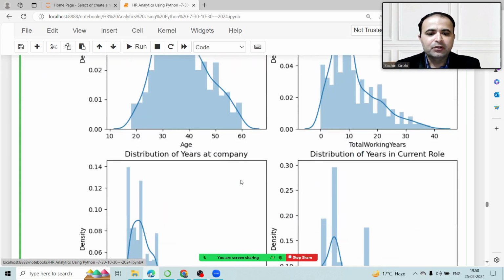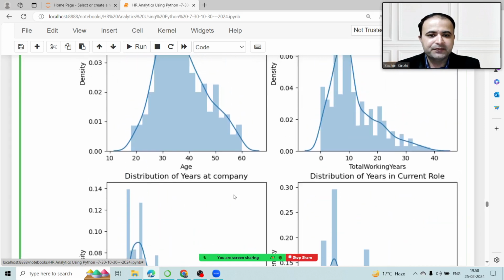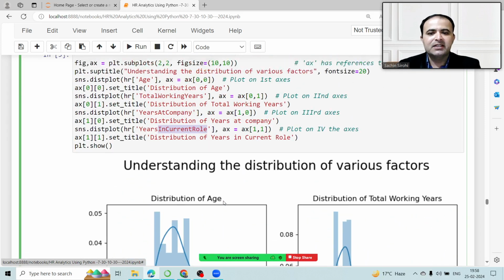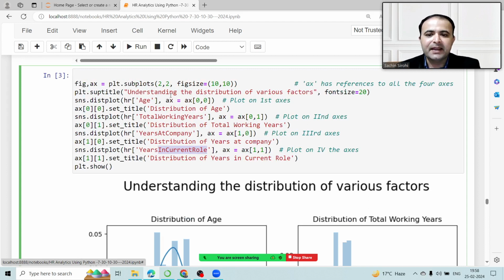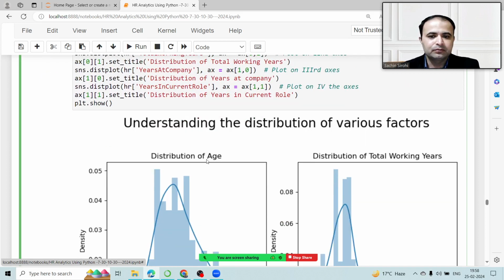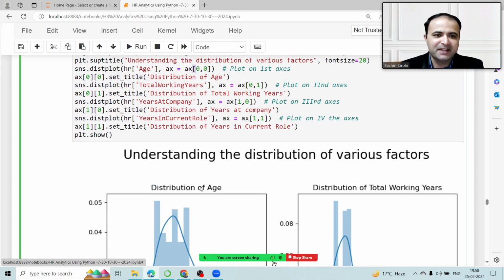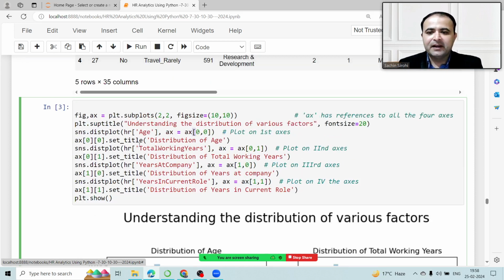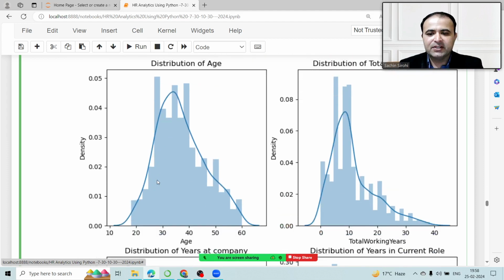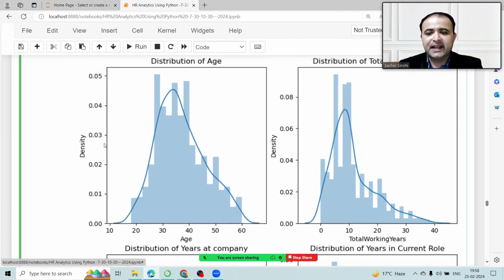So I have four plots ready. The first one is age, and you can see the age plot in this manner on axis 0,0, which you can consider as a matrix position. I show the age density: most of the people working in the organization are between 20 and 50, up to 60, but the main ratio is 25 to 40.